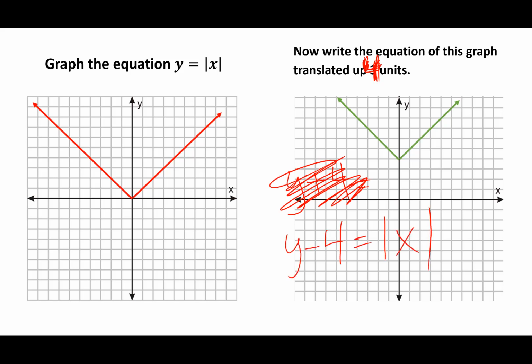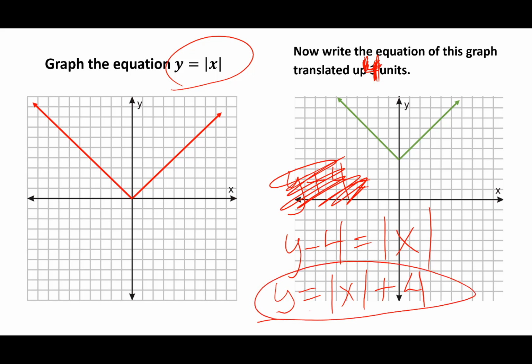Rewrite it exactly the way it was before, except now instead of y, you're going to put y minus 4. That makes the graph go up. But now, the final equation you're going to write, you're going to move that 4 over to the right side of the equation, and it will look like this. So this is the equation of that graph. That moves the graph up 4 units.